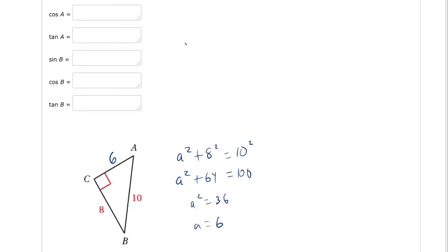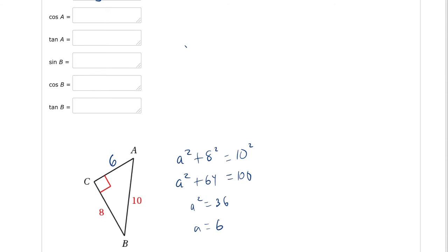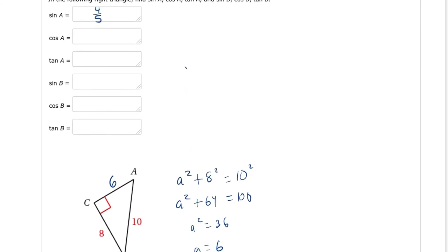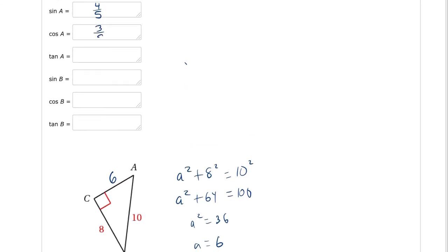All right, cosine, same thing. Cosine of A would be adjacent over hypotenuse this time, so 6 over 10, which simplifies to 3/5. All right, and then the tangent of angle A would be opposite over adjacent, 8 over 6, which becomes 4/3.